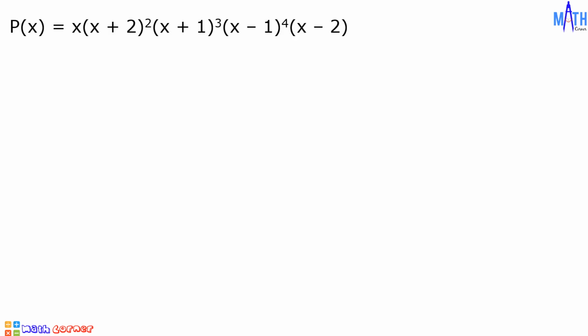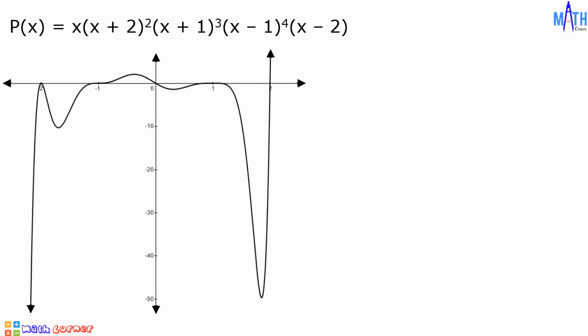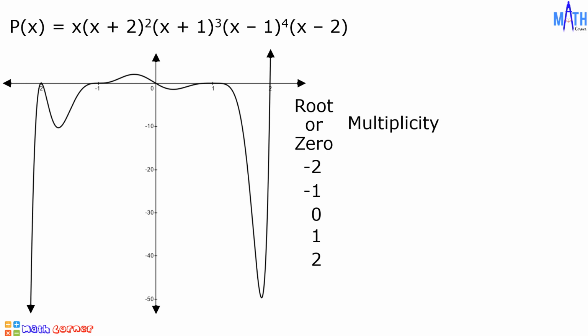Let us consider the graph of the polynomial function p of x equals x times (x plus 2) squared times (x plus 1) cubed times (x minus 1) raised to 4 times (x minus 2). Given the root or 0, let us determine the multiplicity of each, characteristics of multiplicity, odd or even, and the behavior of the graph relative to the x-axis, crosses or tangent.